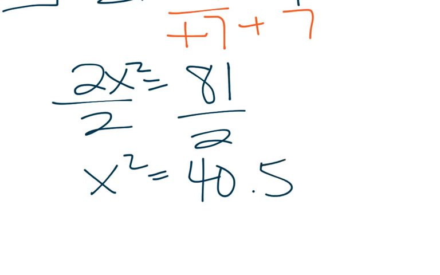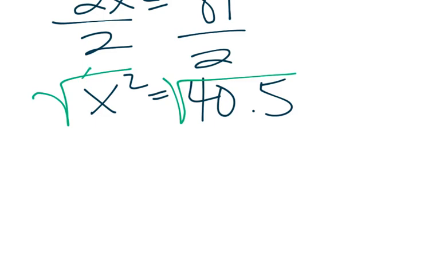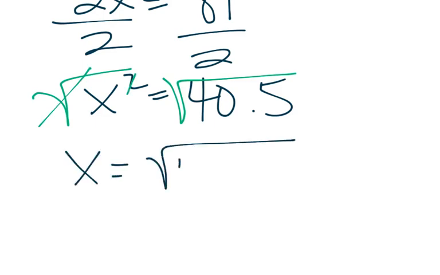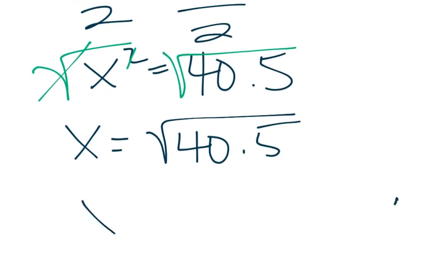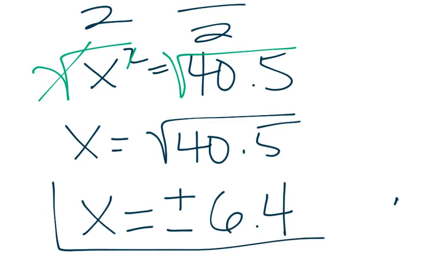And now we want to find the square root of both sides. So this cancels this out. So we have x equals the square root of 40.5. And what that is, 6.36. But we want to round up. So we have positive or negative 6.4. And this is our answer.